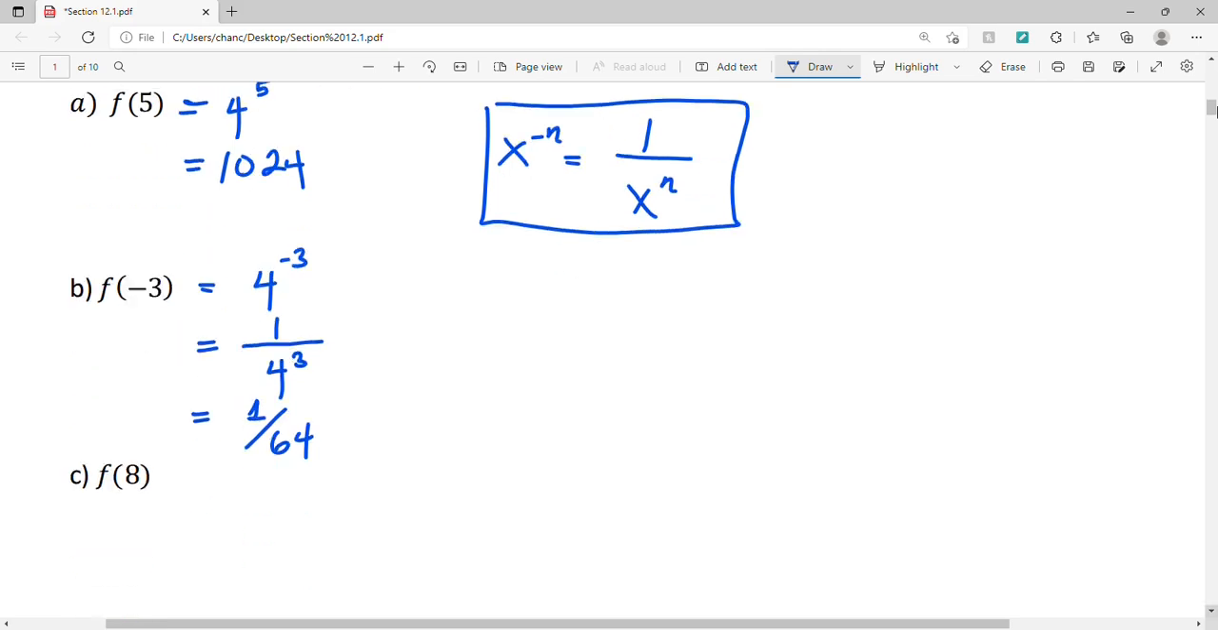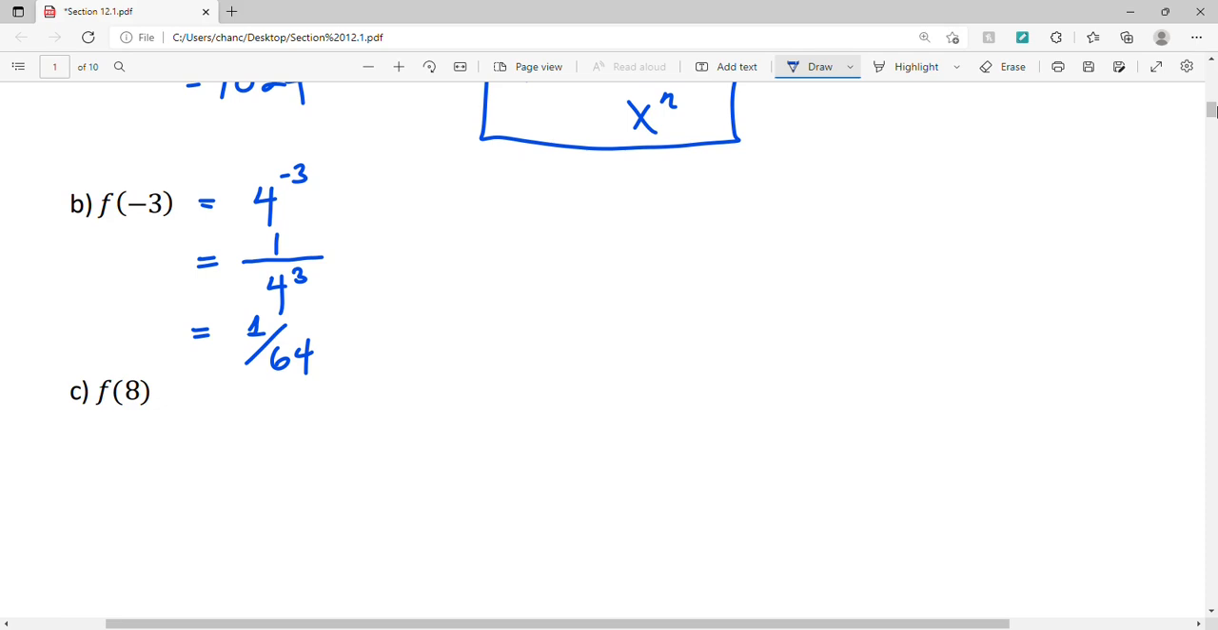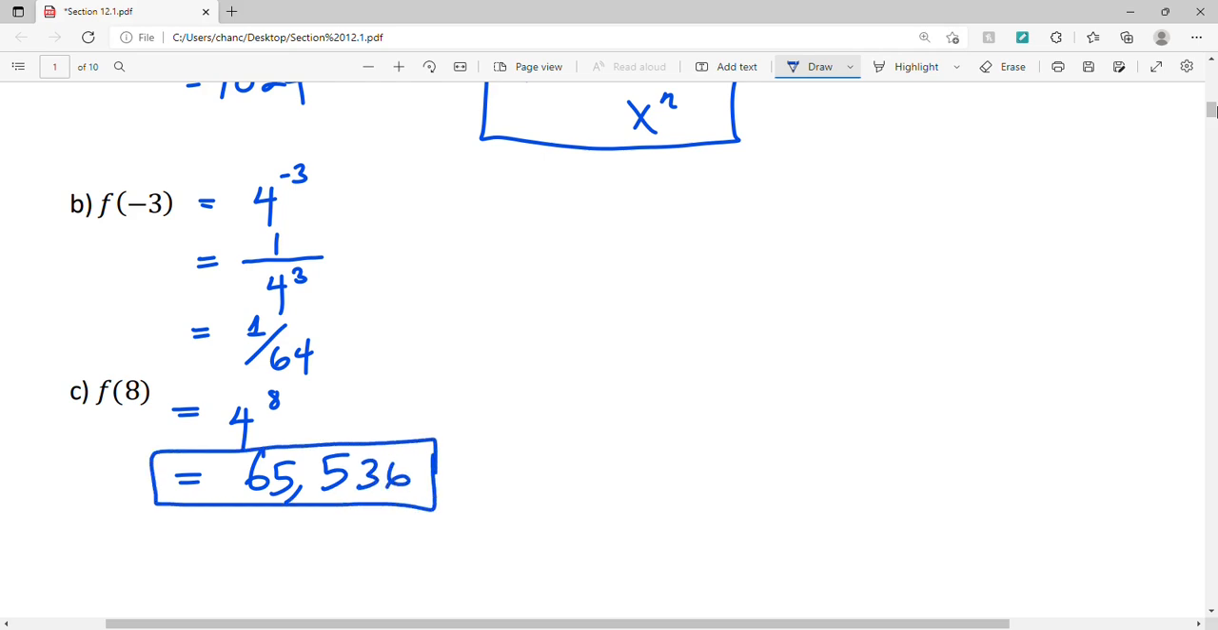In part C, we have f of 8. We'll take the 4, raise it to the 8th power, and we'll simplify this with a calculator. 4 raised to the 8th power is 65,536. Double check with your individual calculator, making sure you know how to use your own calculator.